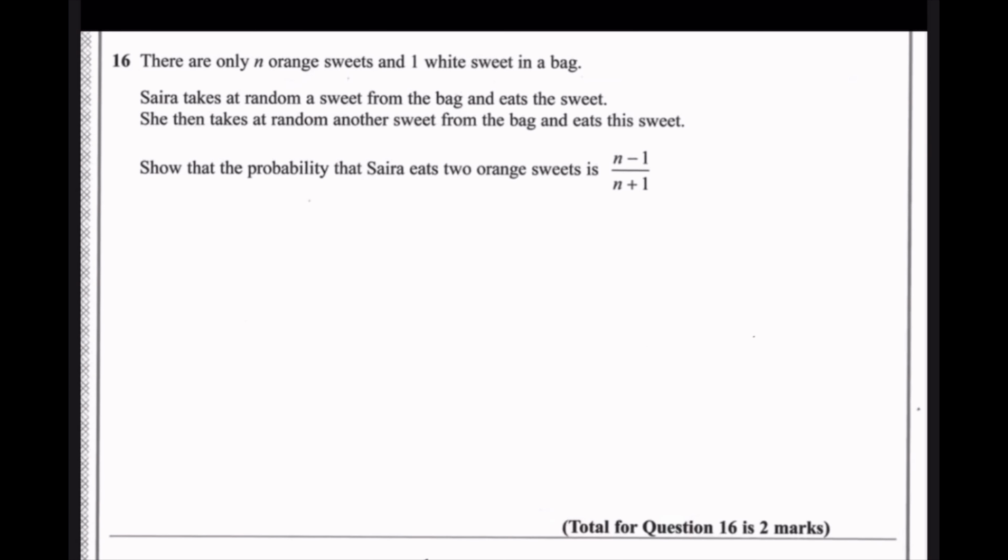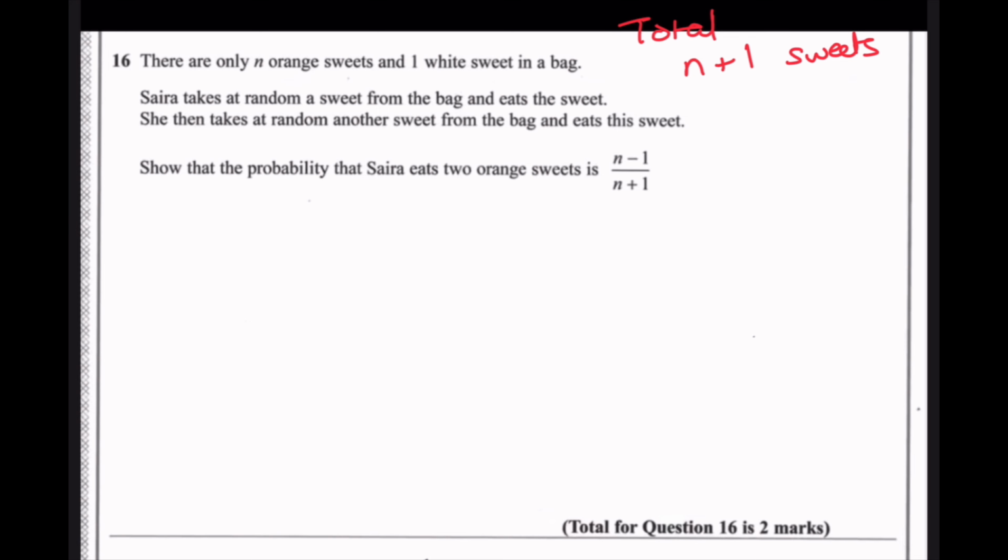Question 16. Probability question. There are only n orange sweets and 1 white sweet in a bag. So my total then, I'm going to write a total. I have n orange and 1 white. So my total is n plus 1 sweets. She takes a sweet from a bag and eats the sweet. She then takes another sweet from the bag and eats that sweet.